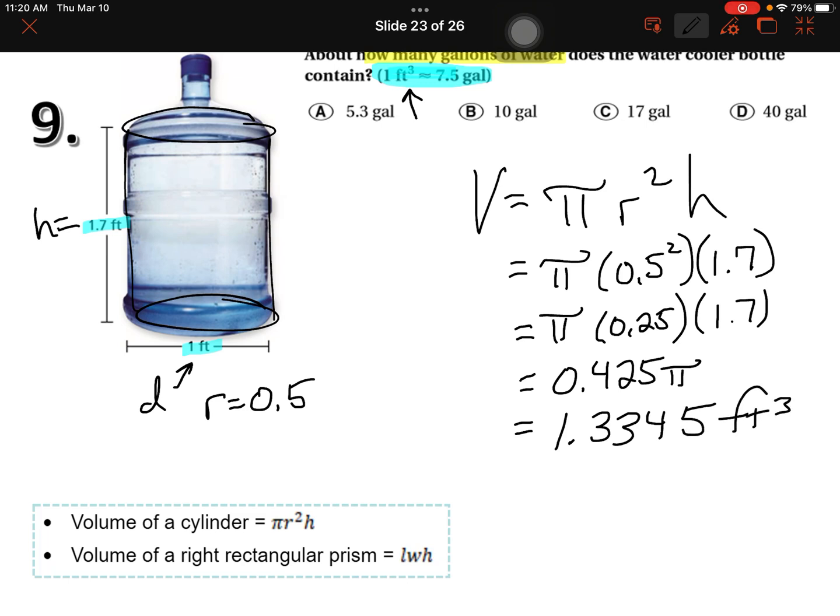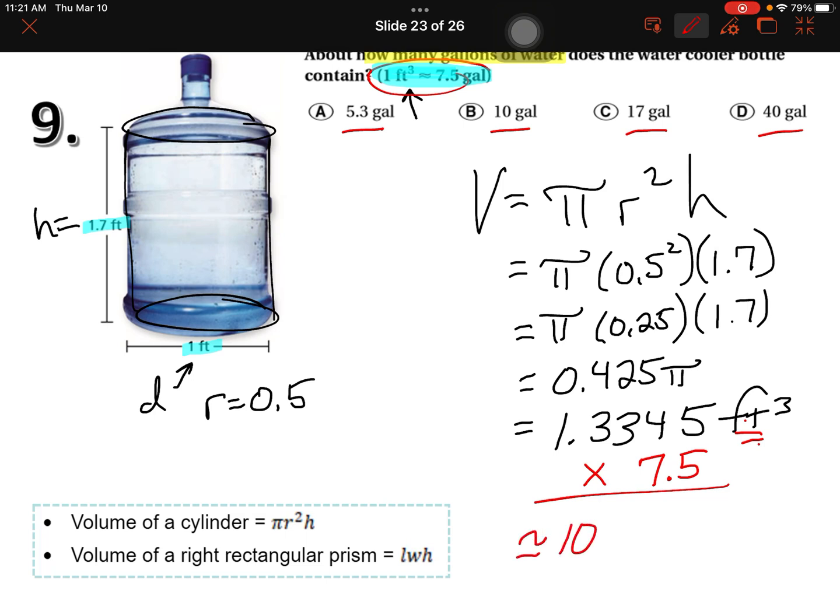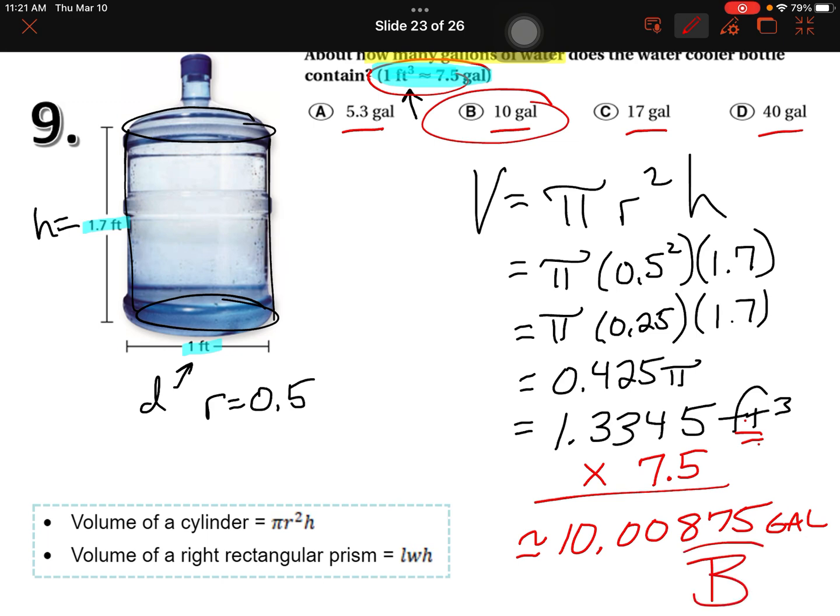Now, if you go up and look at our answer choices, we don't have that anywhere up there. We have 5.3, 10, 17, and 40 gallons. This is cubic feet. Each one of those cubic feet, as it says up here, is approximately 7.5 gallons. So what we do is take this answer and multiply by 7.5 because each cubic foot is 7.5 gallons. When you multiply that, you get approximately 10.00875 gallons. So that means answer B is what we're looking for on this question.